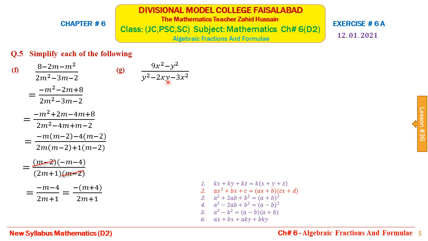Now the G part is a fraction having 9x square minus y square in the numerator and y square minus 2xy minus 3x square in the denominator. So the expression in the numerator is of fifth type, a square minus b square. There are two terms, both can be written as a whole square and there is a negative sign. 9x square can be written as 3x whole square minus y square.